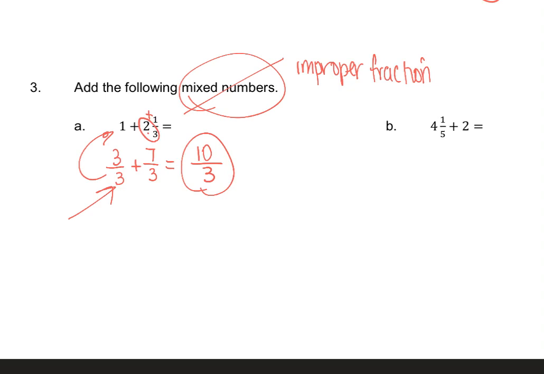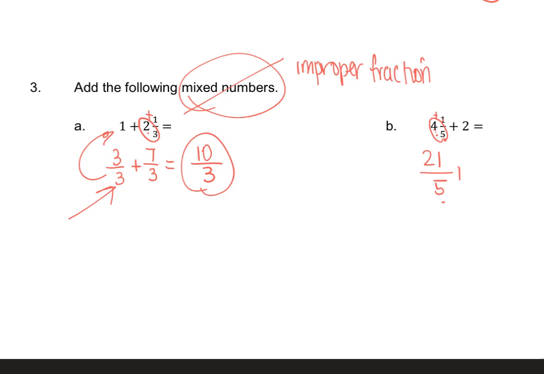All right, let's try this next one. So 4 times 5 plus 1. Remember, I know my denominator already because the denominator for my mixed number going to my improper fraction is always the same. So that's going to stay a 5. Whatever it started with, it's going to end with. So 5 times 4 is 20, plus 1 is 21 over 5.